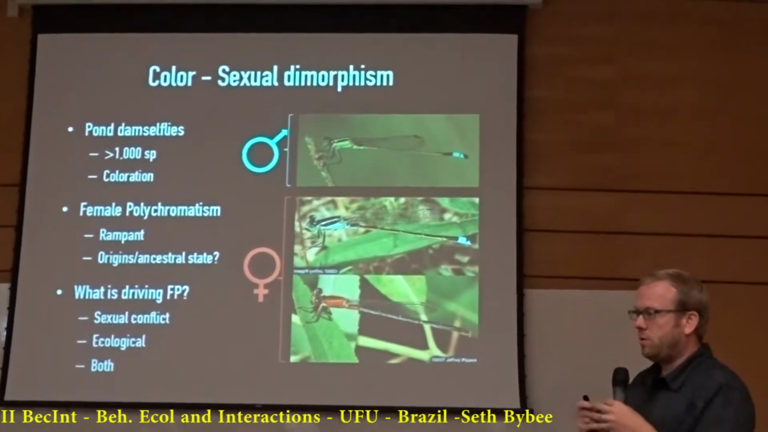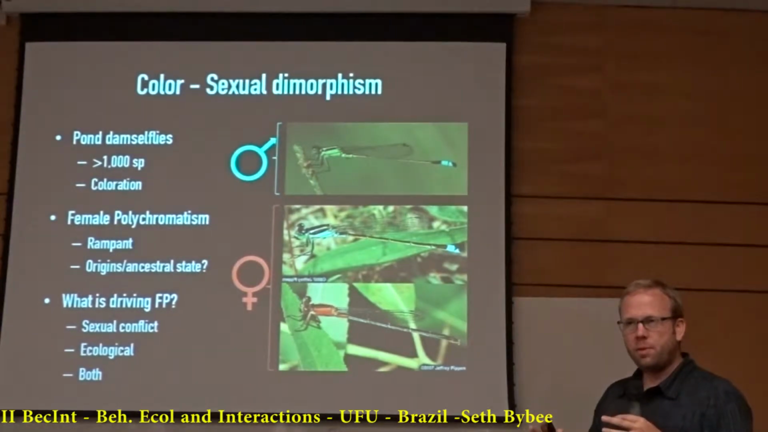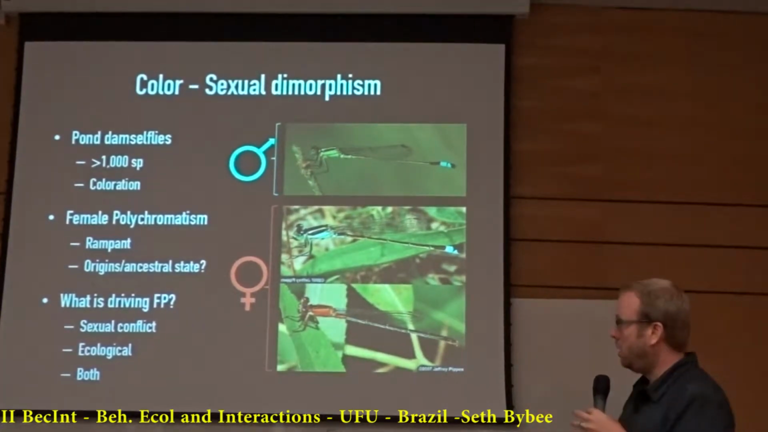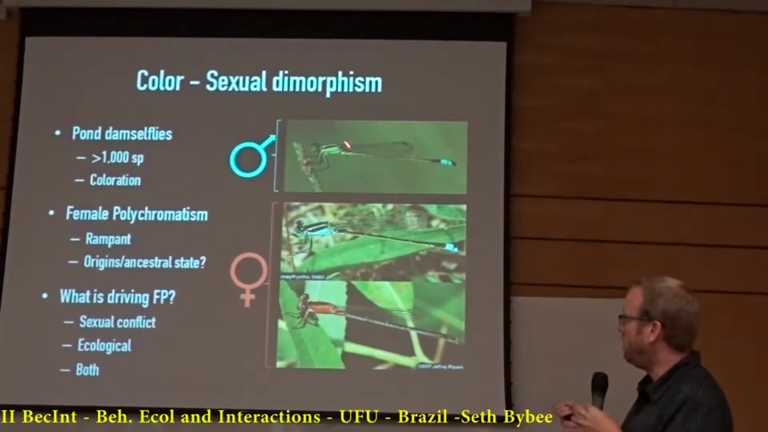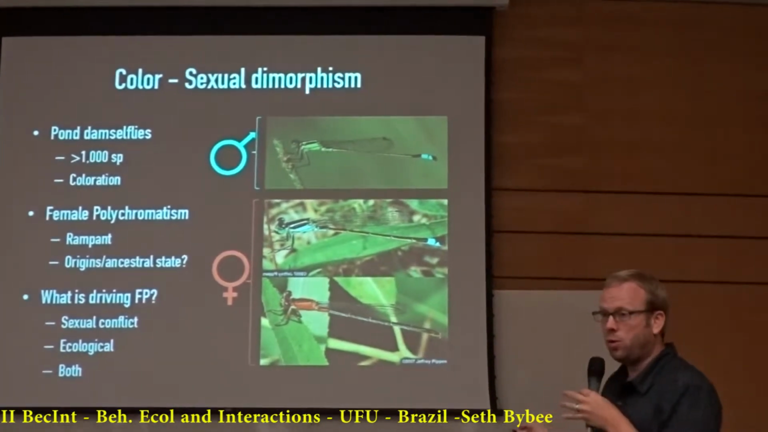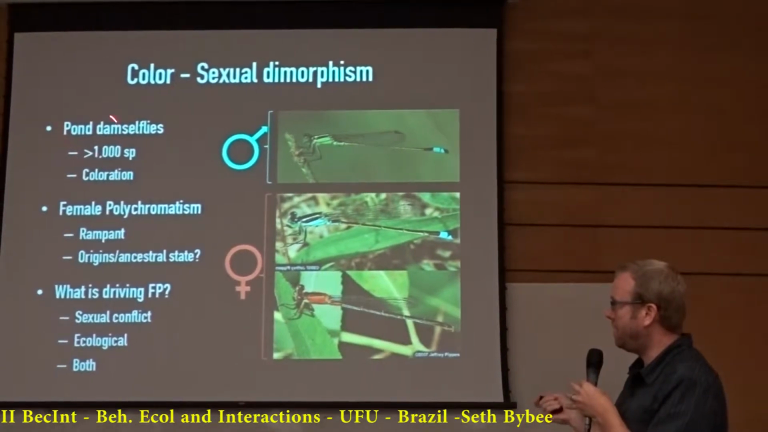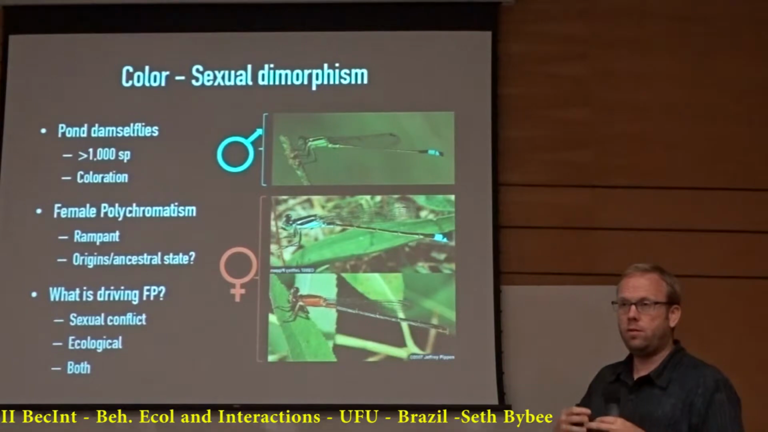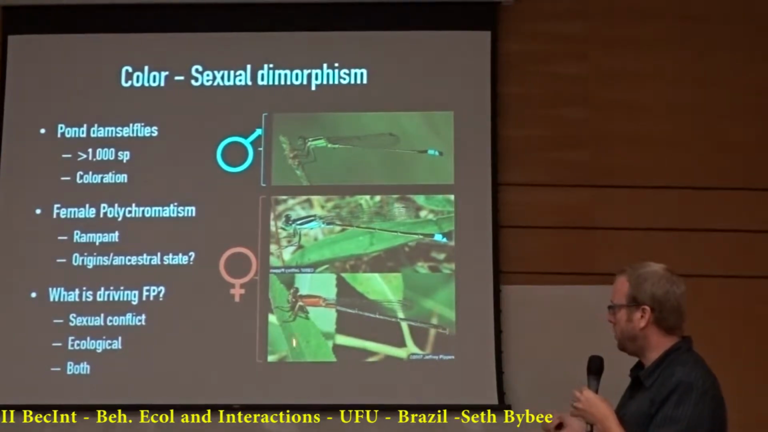So there's lots of great examples of color across odonates, but one of the more popular ones that's gotten a lot of momentum in the research is this idea of sexual dimorphism. A male generally just has one color, and then the female can have multiple colors. This is shown best in a group of the pond damselflies. There's more than 1,000 species. There's lots of coloration. You have female polychromatism, which is this.